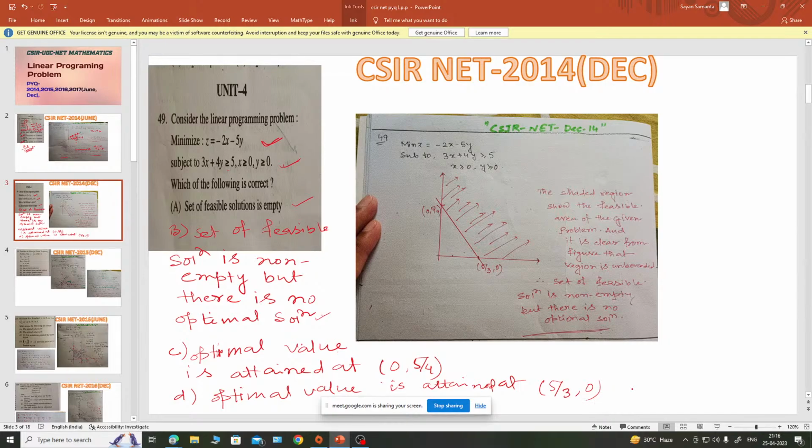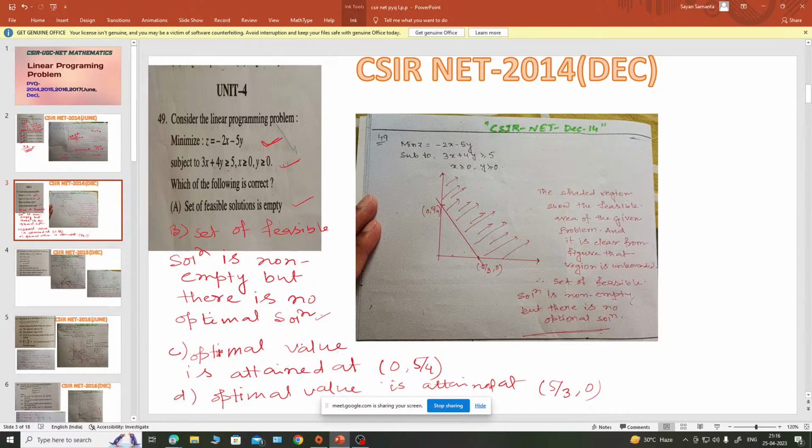Now go to the second question, and this is also based on graph theory. Most problems we solve by graph theory because graphical solution is the easiest. So, consider the linear programming problem: minimum z subject to these conditions. Which option is correct? Here the options are very important.